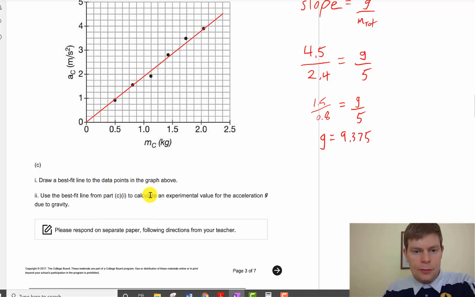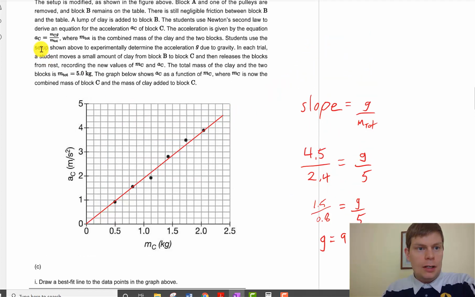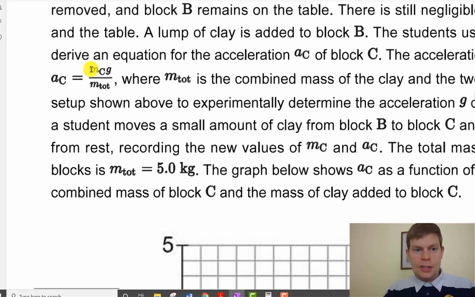Use the best fit line for part C to calculate an experimental value for the acceleration g due to gravity. Your slope, if you look at this formula right here, your acceleration equals m_C g over m total. If we move this down, our slope is a_C divided by m_C, it'll equal g over the total mass.